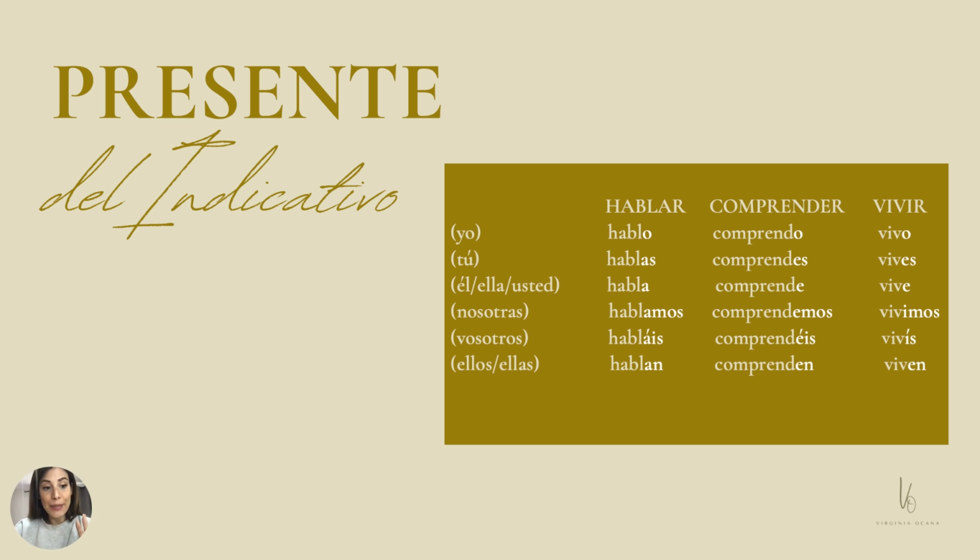Vamos con tercera persona. Él, ella, usted. Él habla. Él, ella comprende. Usted vive. De nuevo, ar es a, er e ir es e. ¿Sí? Vamos con nosotras o nosotros. Nosotros hablamos, amos. Nosotros comprendemos y vivimos. Here all of them are different. Amos, emos, imos.